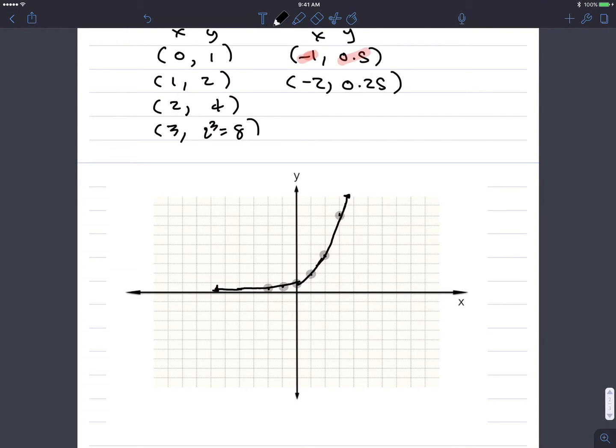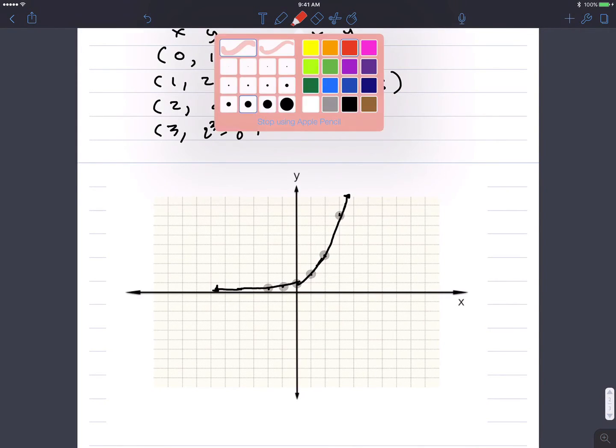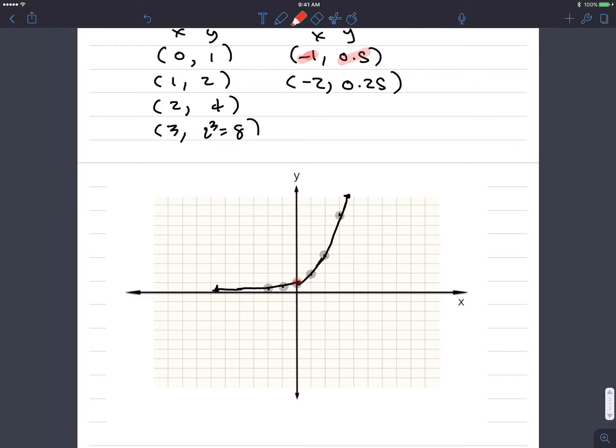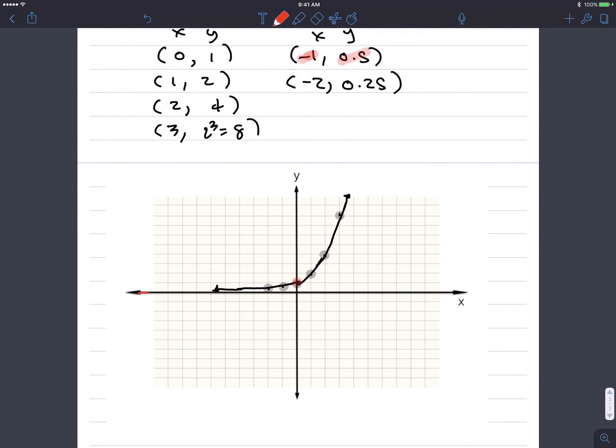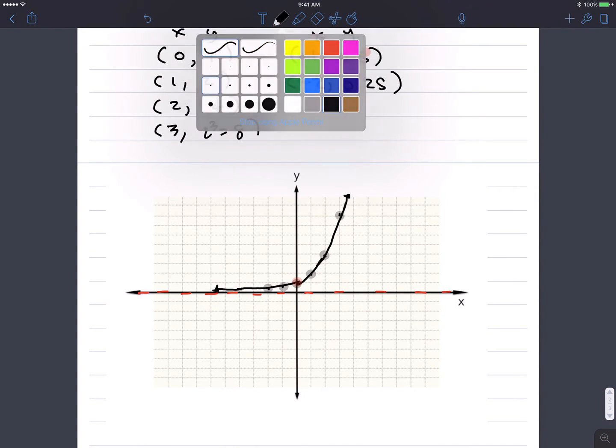But I never cross the x-axis. Now, this point (0, 1) is a point I go through for every exponential. It's kind of special. I'm also saying that I never cross the x-axis. This is known as a horizontal asymptote, meaning that there's an imaginary line here that we never cross. It happens to be on the x-axis. So this is the curve, by the way.